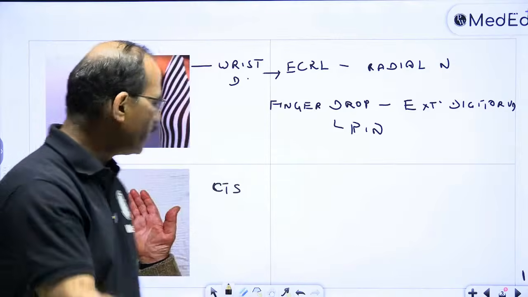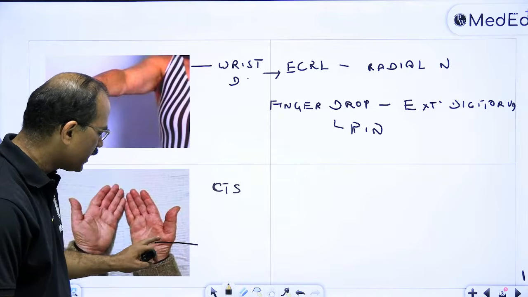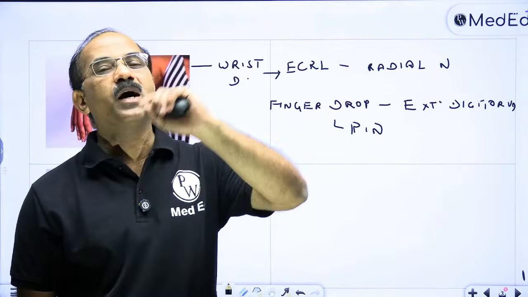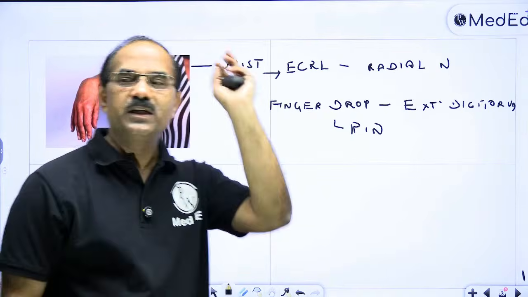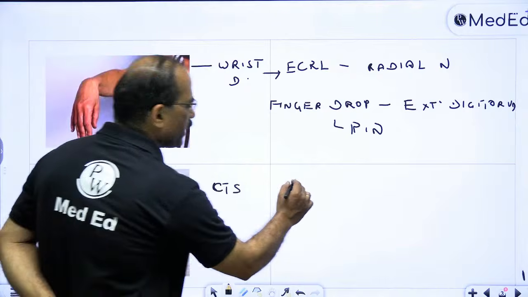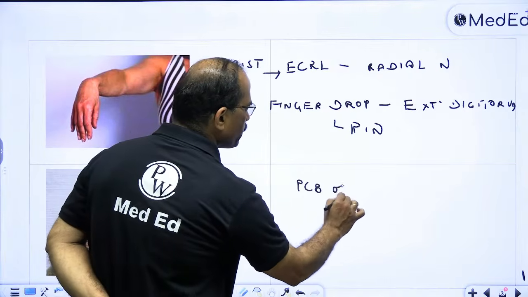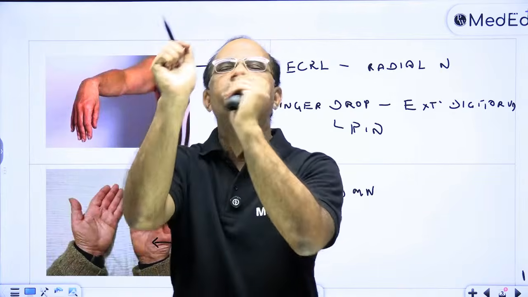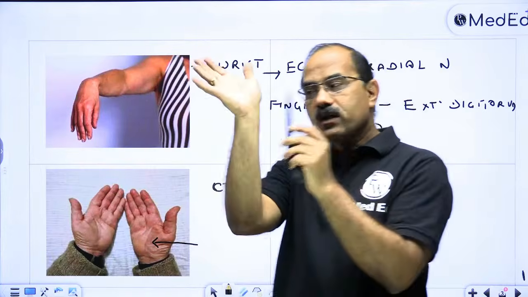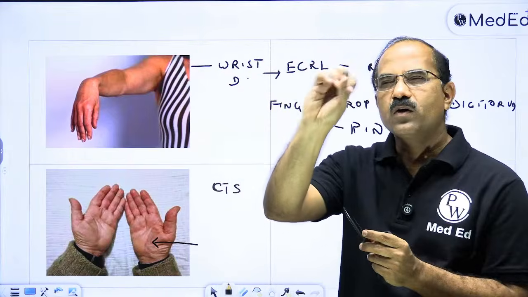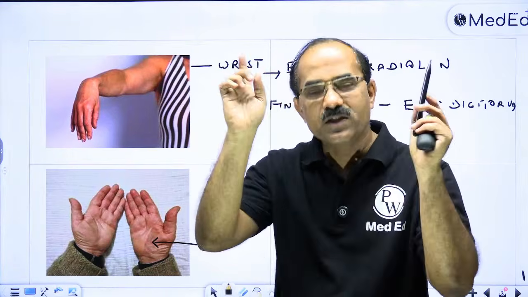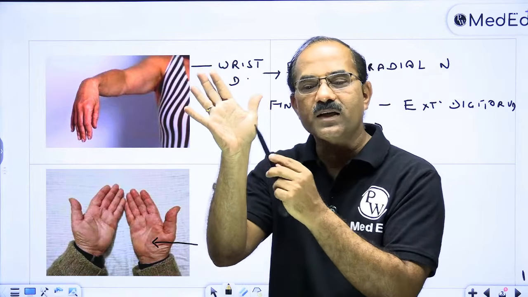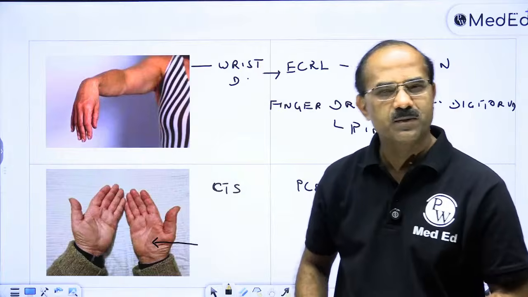Can anyone tell me who supplies the skin over the thenar eminence? The skin over the thenar eminence is supplied by the palmar cutaneous branch of the median nerve. Okay, and it goes over the flexor retinaculum. So if carpal tunnel syndrome occurs, there's a loss of sensation of these 3.5 fingers, but the sensation of the skin over the thenar eminence is intact. Intact, understood?